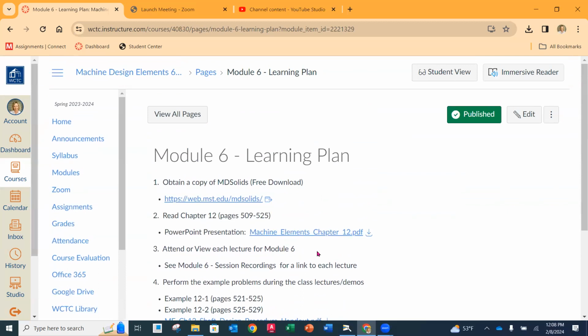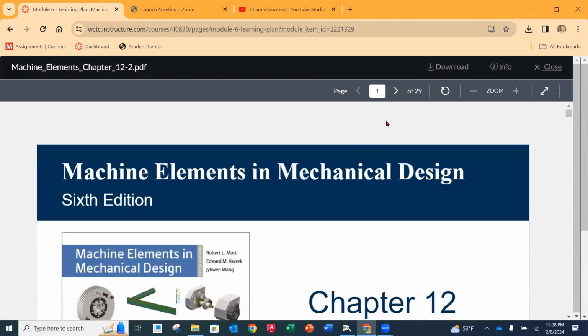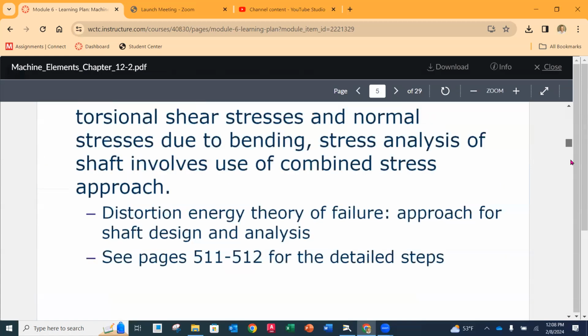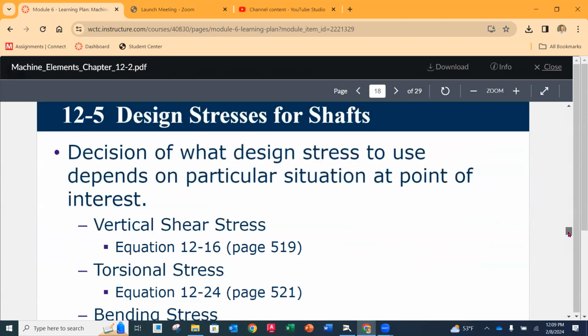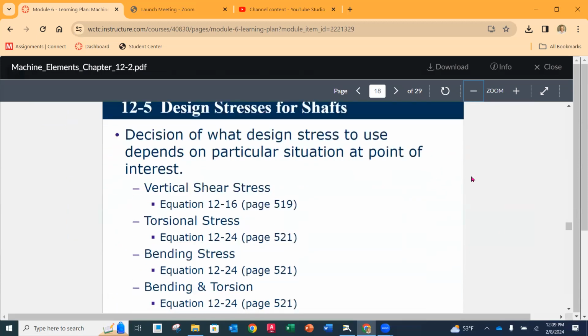Okay, so what I want to do is look at MD Solids first. No, we're going to go into the PowerPoint. Sorry. I want to finish up the PowerPoint a little bit and refresh ourselves on where we're at. As you know, we made it all the way through until right before the practice problems. And so what I want to do is talk about what we're going to be using to determine these minimum shaft diameters.